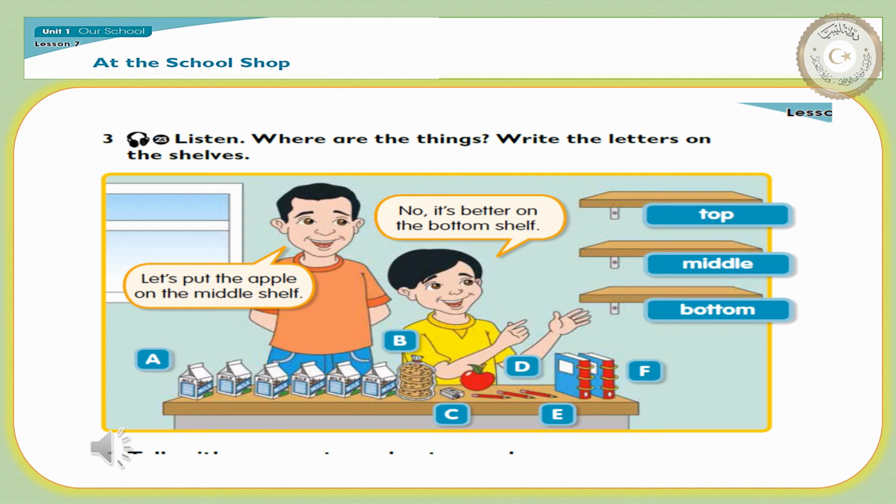Listen. Where are the things? Let's put the apple on the middle shelf. No, it's better on the bottom shelf. And let's put the cookies on the bottom shelf. Yes, that's good. And let's put the milk on the middle shelf. OK. Let's put the notebooks on the top shelf. OK. And let's put the pencils and sharpener on the middle shelf. No, they're better on the top shelf with the notebooks. Yes, that's good.